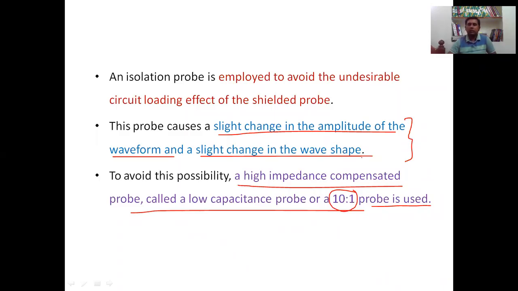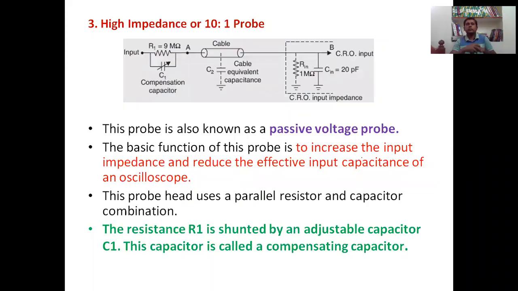So that is the 10:1 probe. So that is called the high impedance probe. Third one is the high impedance or 10:1 probe. So I will stop with this high impedance probe because of time limitation. So we will see this high impedance probe in the next class.